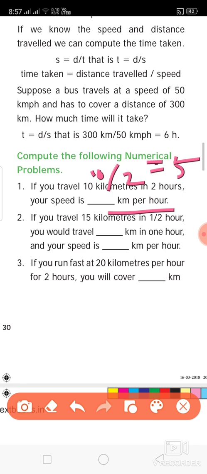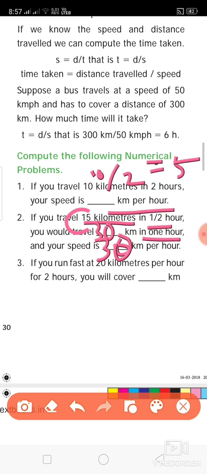If you travel 15 kilometer in half an hour, you would travel dash kilometer in 1 hour. 15 kilometer in half an hour means dash kilometer in 1 hour. 15 into 2, two half hours will give you 1 hour. So 15 into 2 is equal to 30. The answer for this fill up is 30 kilometer in 1 hour. And what is the speed? Again the speed is 30 kilometer per hour. What is the definition for speed? The speed's definition is distance traveled in 1 hour.